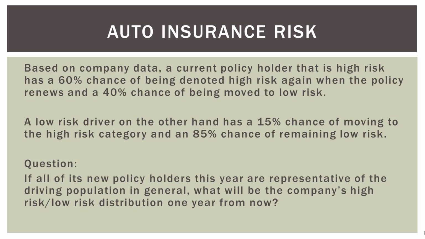So here's our question. If all of its new policyholders that walk in the door are representative of the driving population in general, what will be the company's high risk, low risk distribution or probabilities 1 year from now? So this is the one-step process, and then we'll do this and then build on it for the two-step.